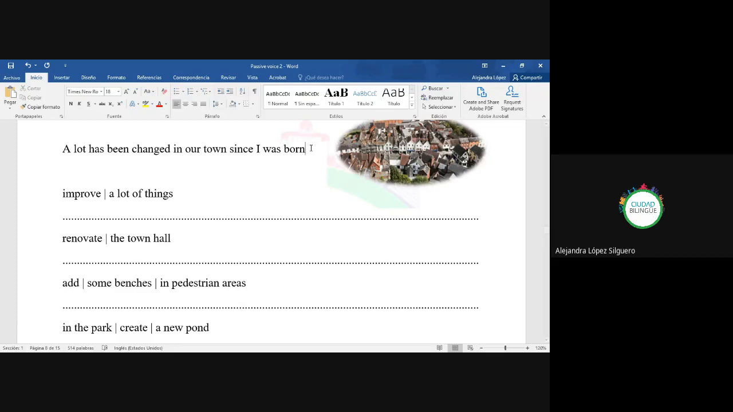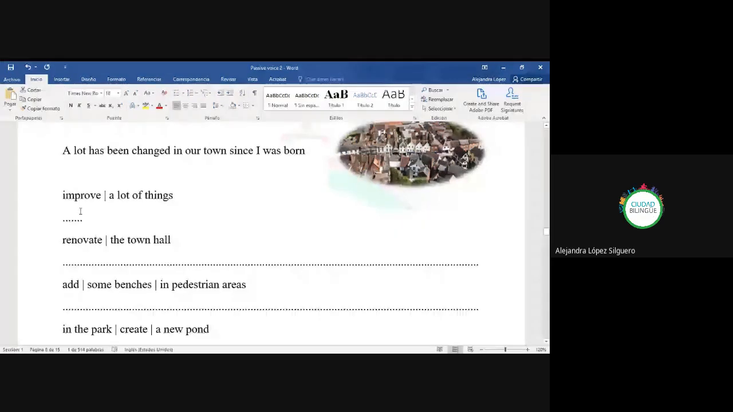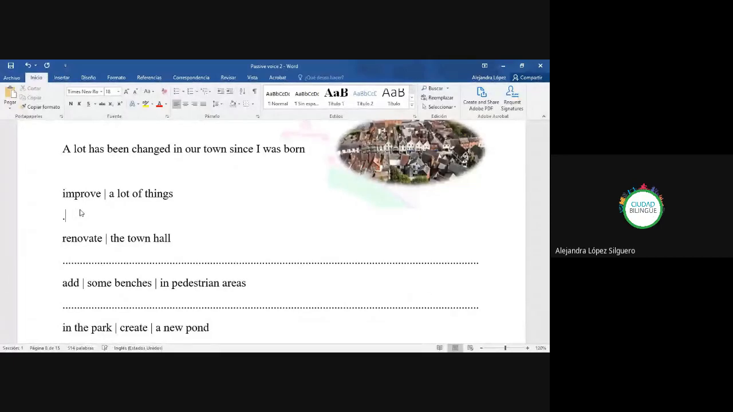And it starts like this. A lot has been changed in our town since I was born. ¿Cierto? Mucho ha cambiado, muchas cosas han cambiado en nuestro pueblo desde que yo nací. So then we have the first idea, improve and a lot of things. So we're going to write the sentences using this information in passive voice using present perfect. I am going to do the first one, this one, and you're going to continue with the other ones, okay?